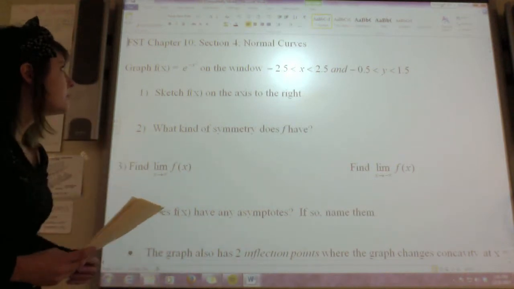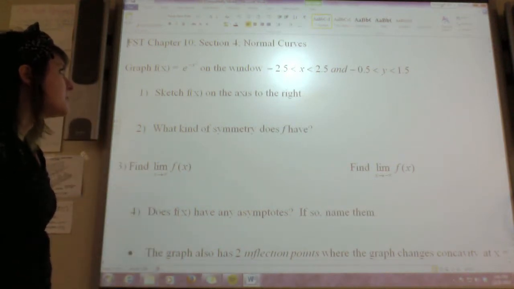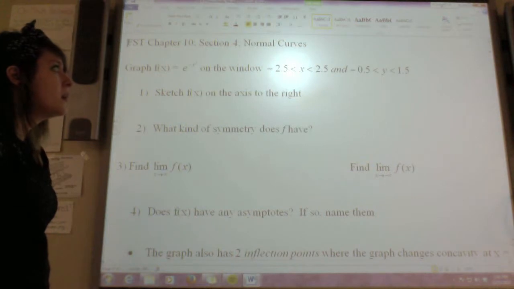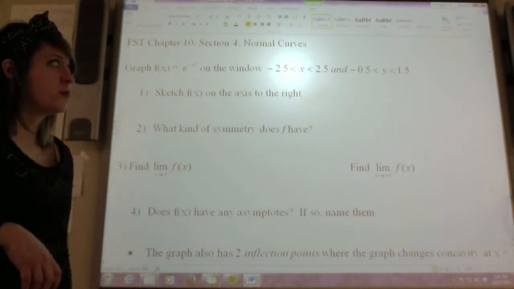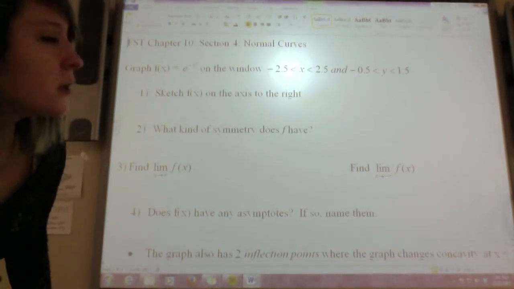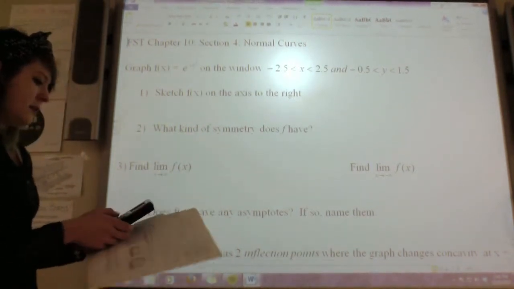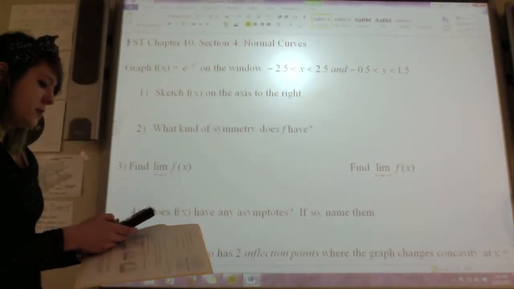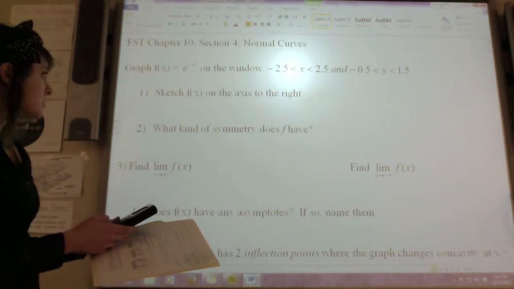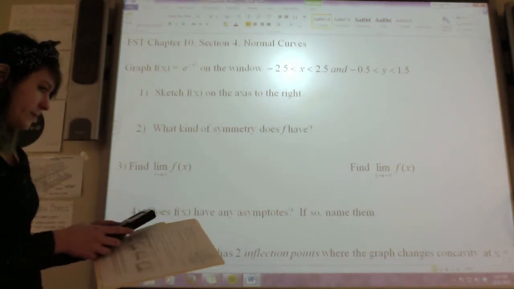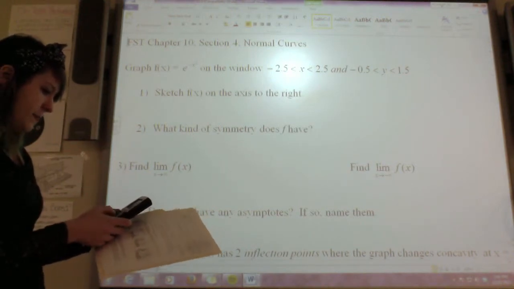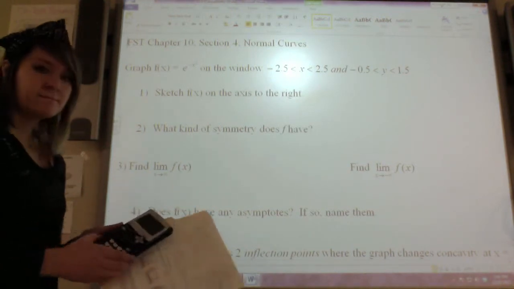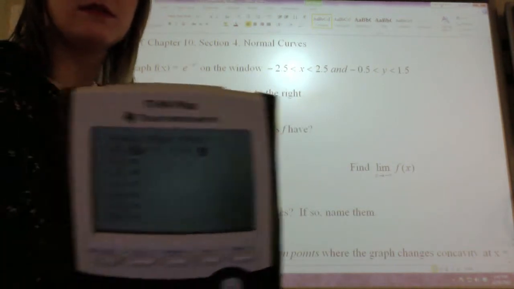So what I want you to do is start by graphing f of x equals e to the negative x squared on the window from negative 2.5 to 2.5 and negative 0.5 to 1.5. On my graphing calculator, I'm going to type in that equation, e to the negative x squared. Okay, it looks like this.